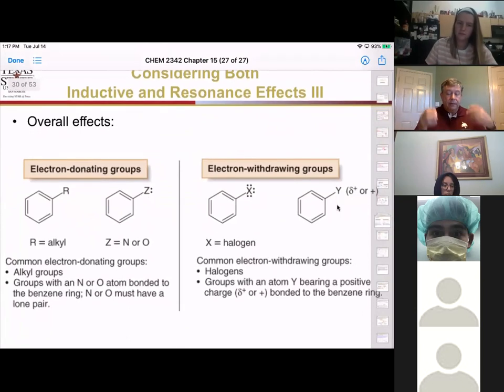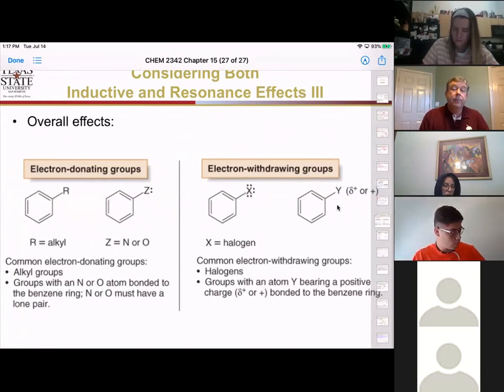So something like an alkyl group is an electron donating group, and it's an inductive electron donating group, okay? However, if we had something like an amine or an alcohol on there, it is both an inductive withdrawer, but a resonance donator, okay?